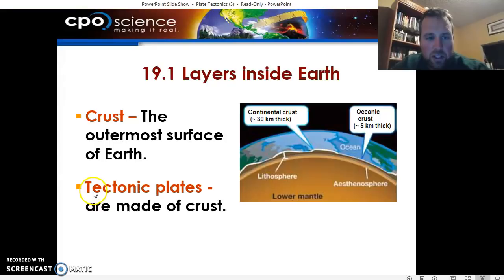The next vocab term is tectonic plates. So the plates themselves, they're made of the crust. They're these big old rafts that you see here that are sort of floating at the surface of the Earth, and they are made of crust. They're made of a little bit of mantle too, but mostly made of crust. So pause the video now and make sure you guys get these vocab terms in there.